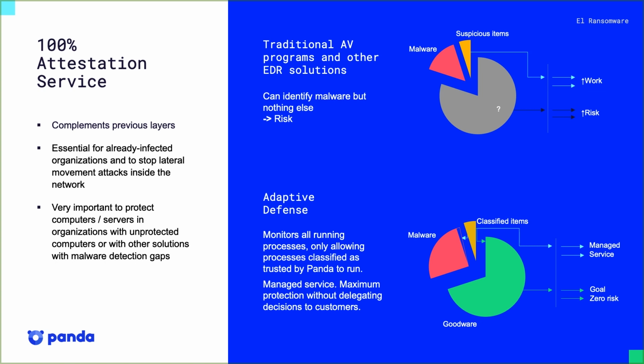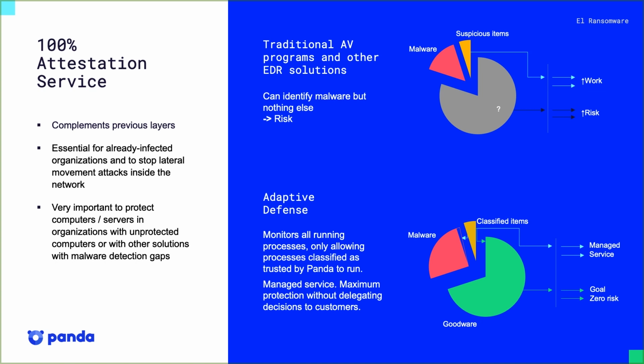If we imagine a worst case scenario, we have a brand new file that gets through the first few layers. Our signatures don't catch it, contextual detections don't catch it, and the anti-exploit doesn't catch it. We still have the safety net of the 100% attestation service. If a file tries to run, by default it is going to get blocked and classified by expert technicians and analysis technologies on our side.